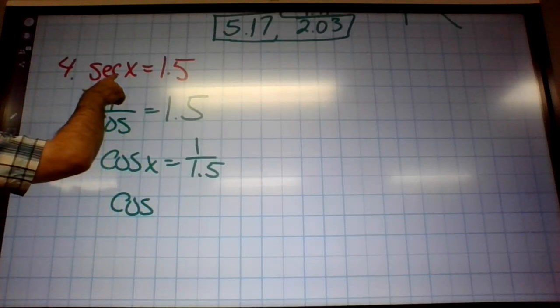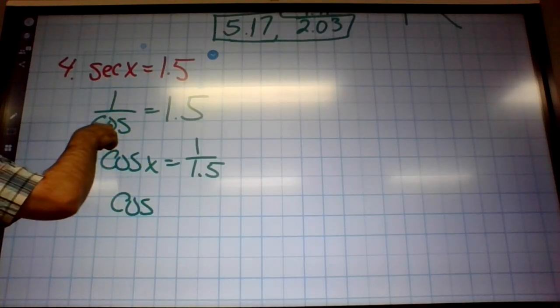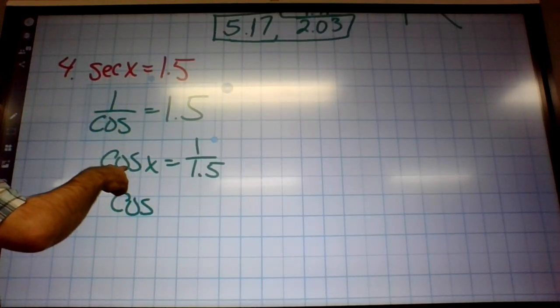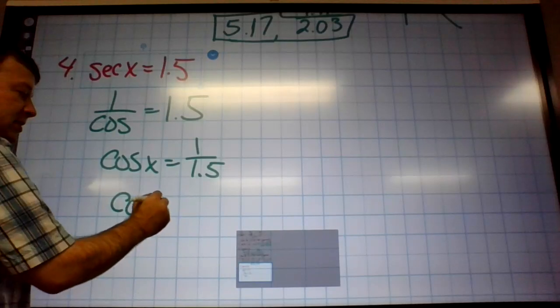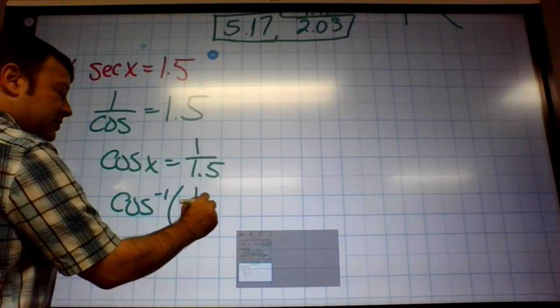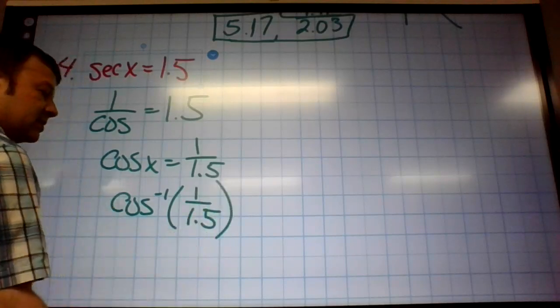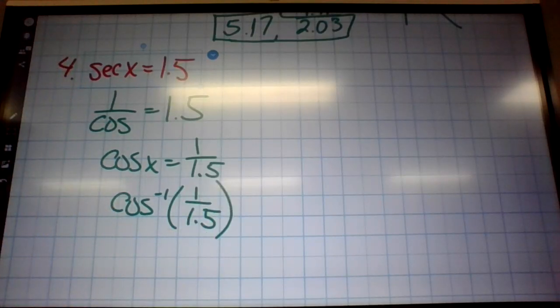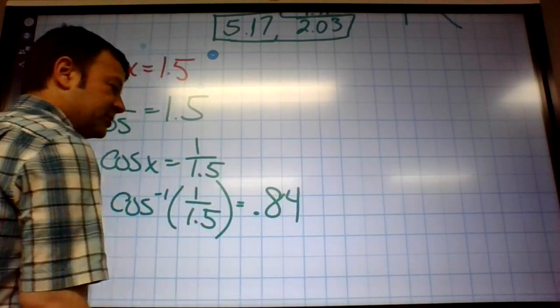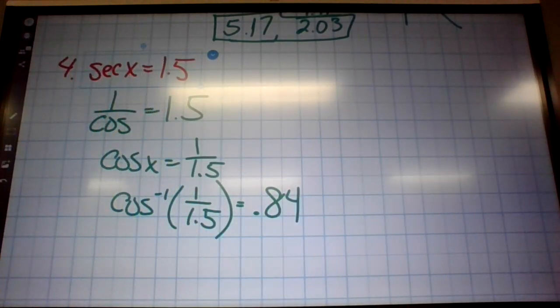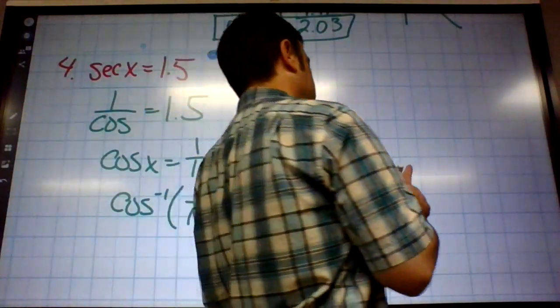So basically secant is cosine flipped. So if you change it to cosine, you gotta flip this. And flipping that is just 1 over that. So we have to do cosine inverse of that. 0.84. Okay, that's good news because it's not negative. That means it's one of our answers. What quadrant is that in? First.